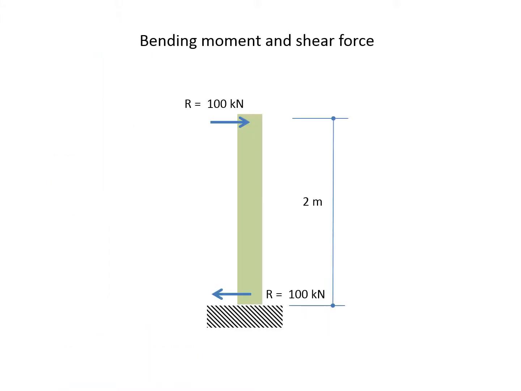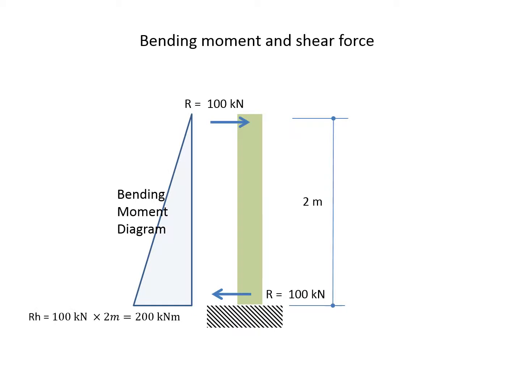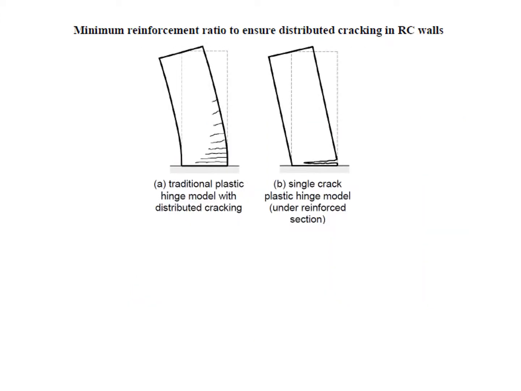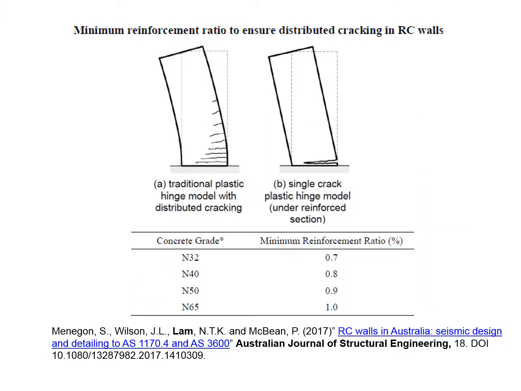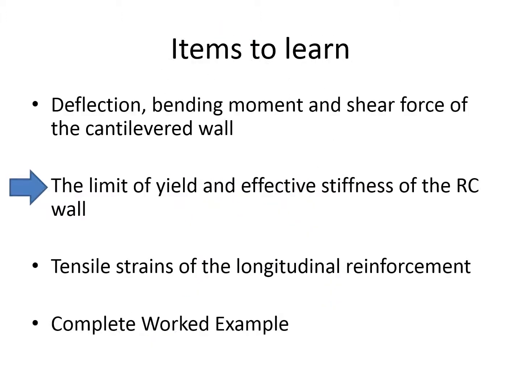Once the value of R is known, the bending moment diagram and the shear force diagram can be plotted. To apply the methodology to be introduced by the following slides, the amount of reinforcement in the wall must be above the limit as shown on the table. The limit of yield and effective stiffness of the reinforced concrete wall.